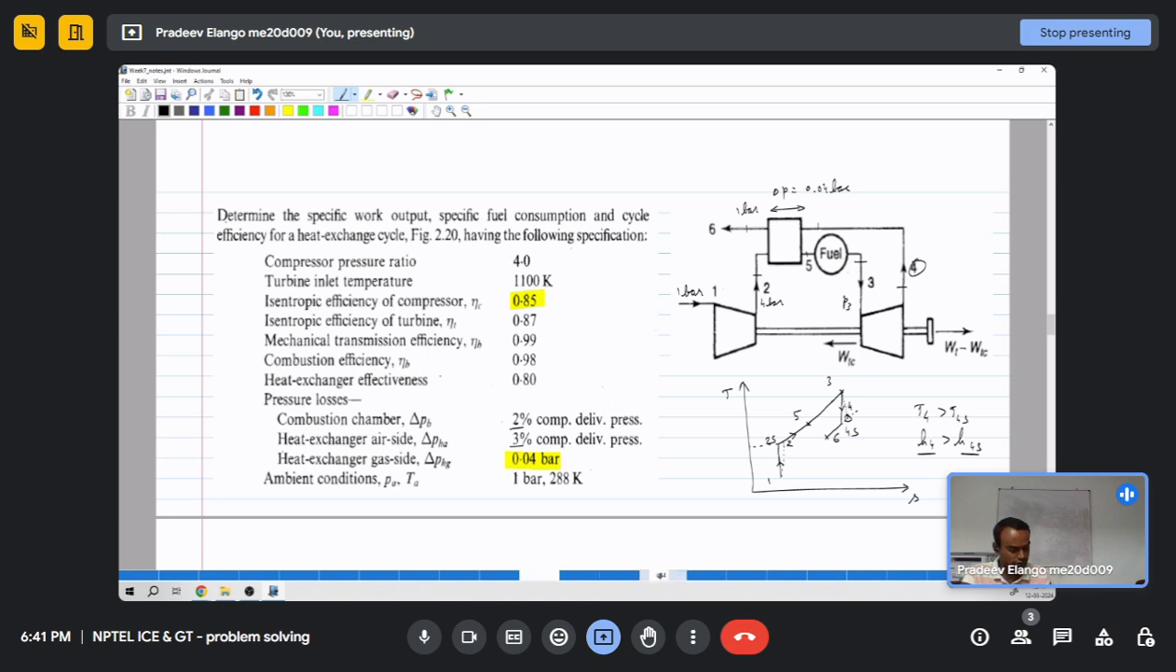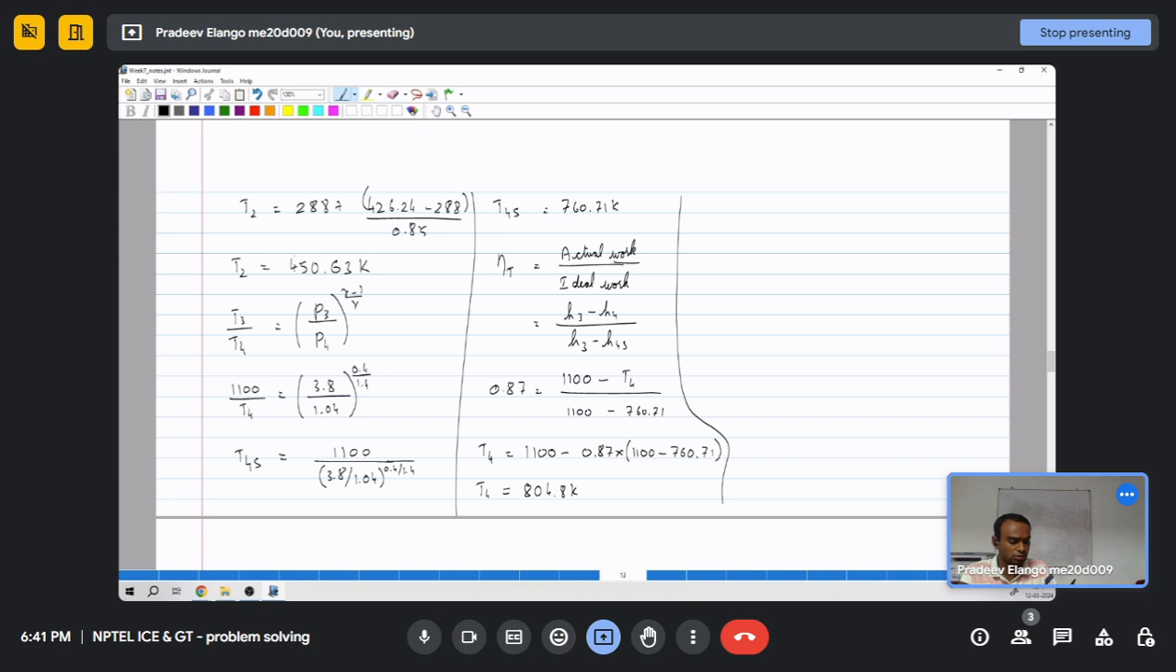So effectiveness of the heat exchanger is the actual heat transfer that has happened divided by the maximum heat transfer that is possible. So that is given by H4 minus H6 by H4 minus H2.